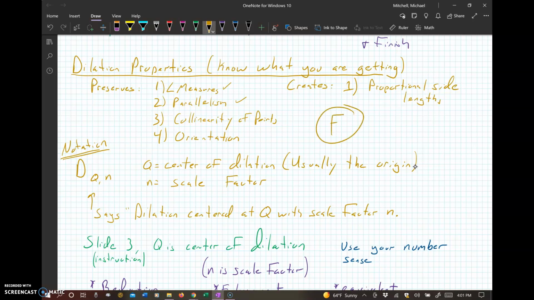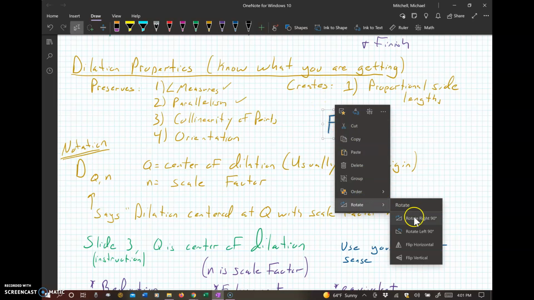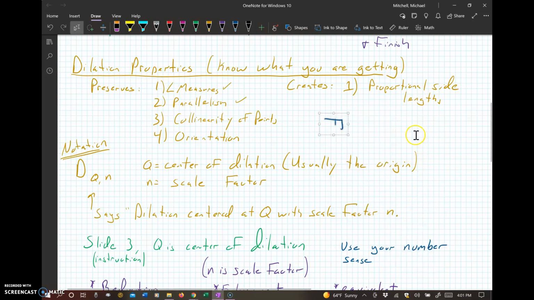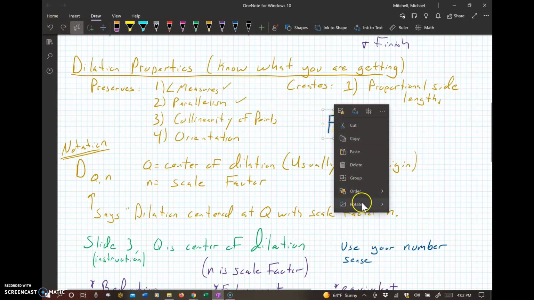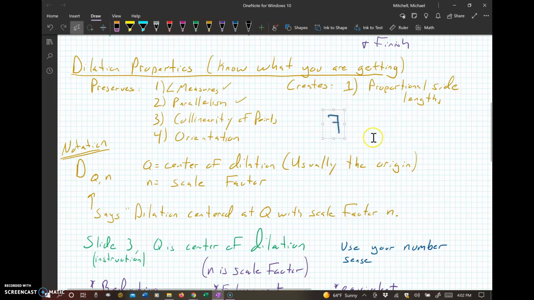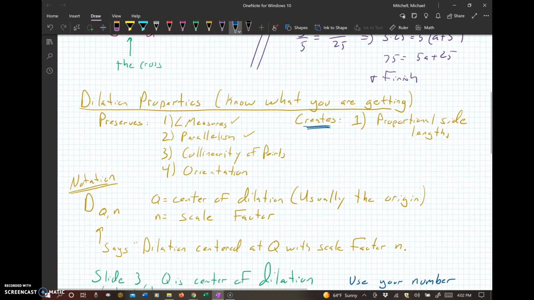So remember, there's the letter F. Let me do that in a different color. There's the letter F. Now, when I do something like this, I've changed its orientation. It's facing a different direction. When I do something like this, I've changed the orientation. Everything's not facing the same direction. So dilations preserve orientation. It also creates proportional side lengths, thus needing to know how to deal with proportions.